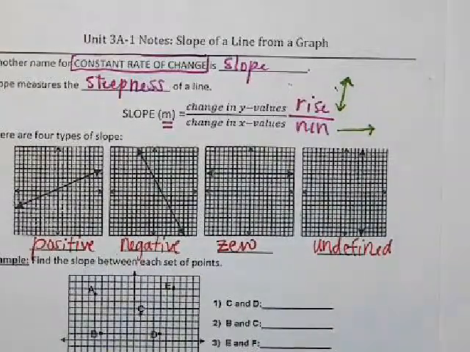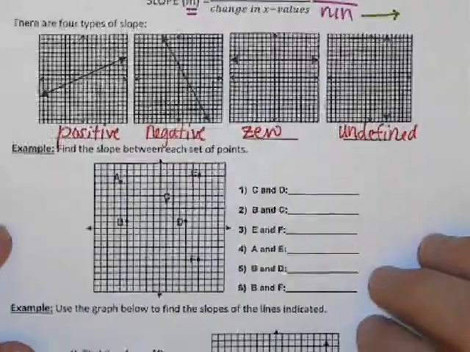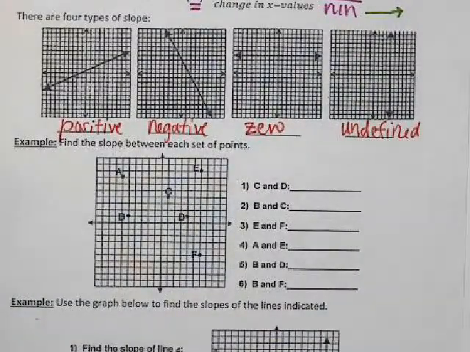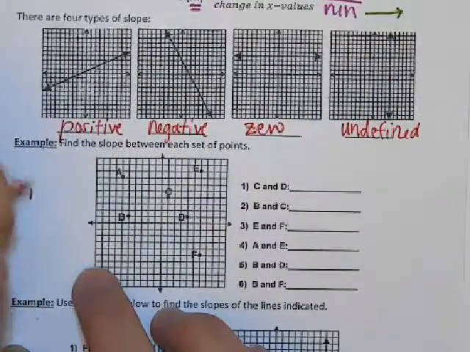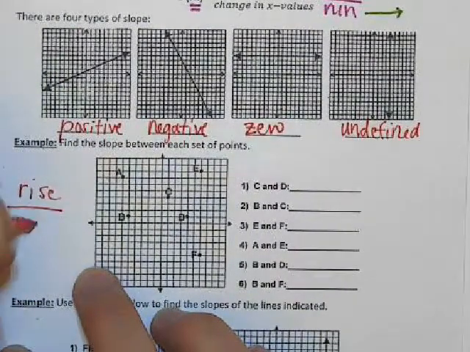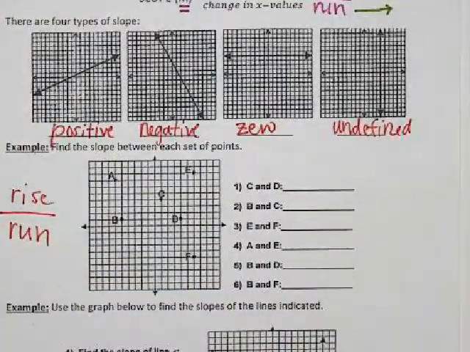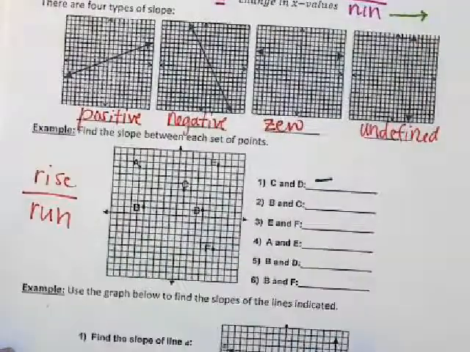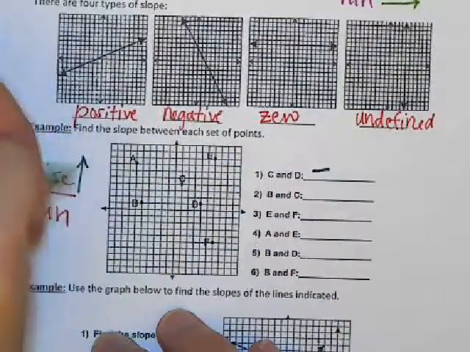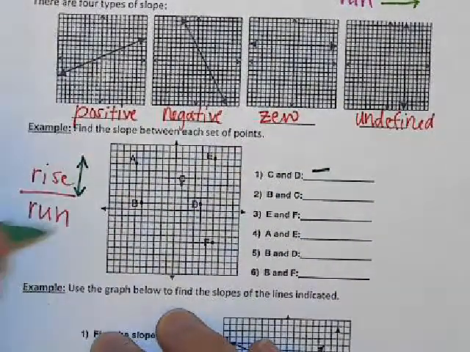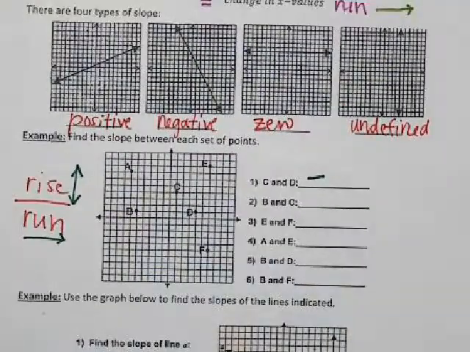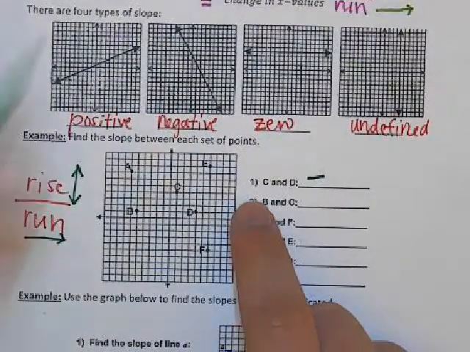Example: find the slope between each set of points. We are always rising over run, so when you write your slope, it has to be written as a fraction. I'm going to put my fraction bar. Whichever number I go up and down is going to go on the top of the fraction. Run to the right is going to go on the bottom. I'm doing C and D.